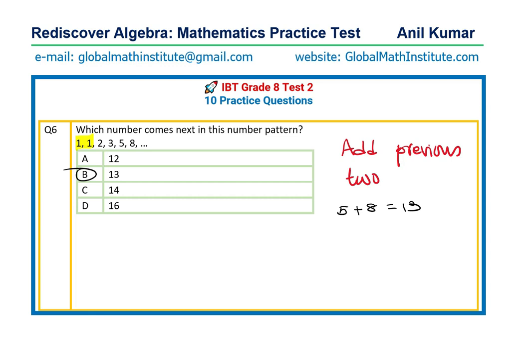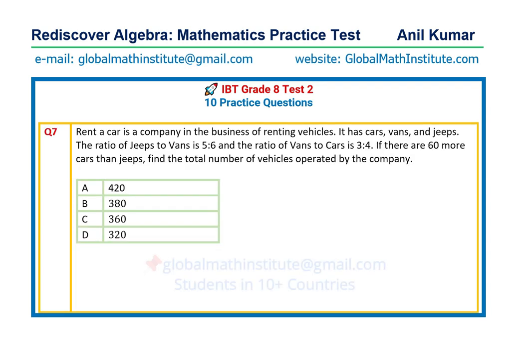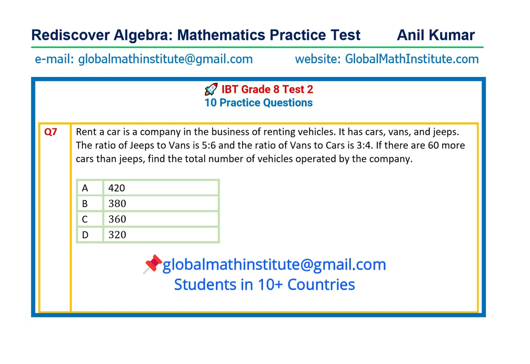Perfect. Now let's move on to question number 7. It's a very wordy word problem. Let's read it. Rent a Car is a company in the business of renting vehicles. It has cars, vans, and jeeps. The ratio of jeeps to vans is 5 is to 6. So the ratio of jeeps to vans is 5 is to 6. And the ratio of vans to cars is 3 is to 4.